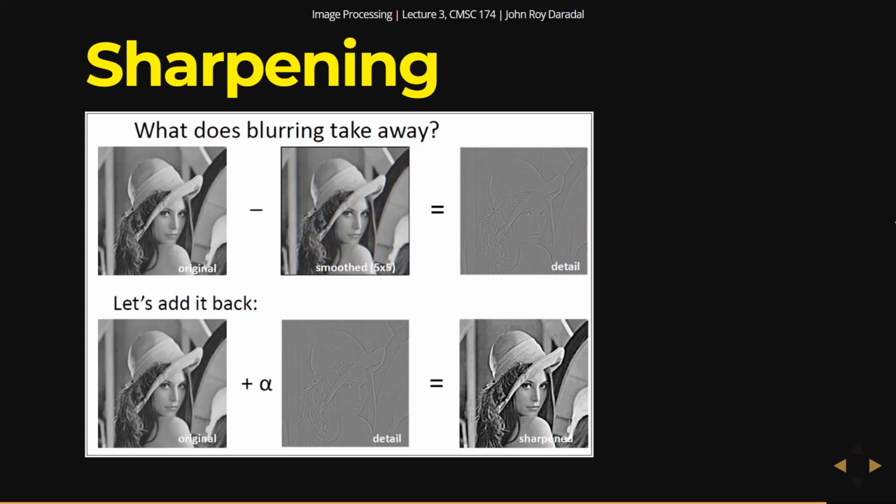Now it turns out sharpening actually uses blurring, because if we take a look at what blurring takes away, it removes the details, right? So if this is the original, if you subtract the smooth version, you're actually removing the details of the image. Now what if these details are added back to the original? That means it's more detailed now and it's sharper. The edges here look sharper because we added the details back. So sharpening is actually just the original image plus the details which we got from removing the blurred parts.